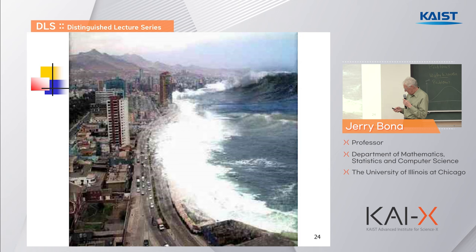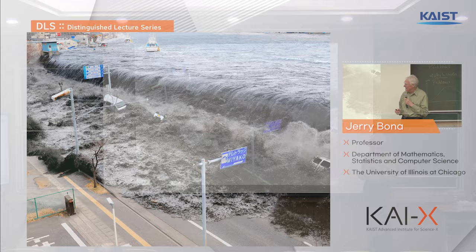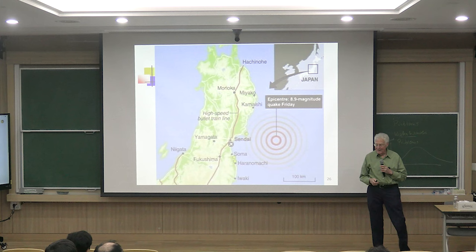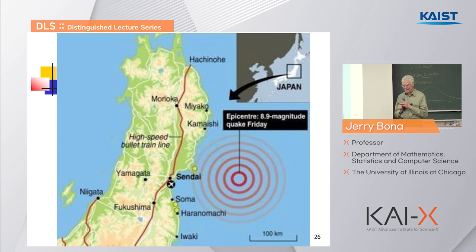Okay, caused a lot of damage. So the epicenter was out here in the Pacific, and Sendai was the closest place, and that got the majority of the damage. Okay, but I want to focus on a different tsunami. This is a very interesting one. This is much earlier.